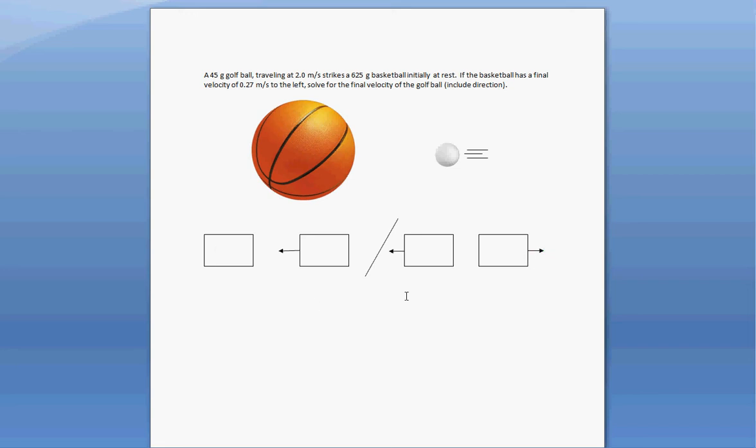What we're going to do is put the masses in these boxes. So 0.625 kilograms for the basketball and 0.045 kilograms for the golf ball. And then after the collision, they did not change mass, so just the same numbers. Next, we're going to add velocities by their velocity arrows. So this is 2 meters per second for the golf ball. After the collision, the basketball is moving at 0.027 meters per second, and the golf ball is unknown, so we're going to show that it's unknown by calling it v2.